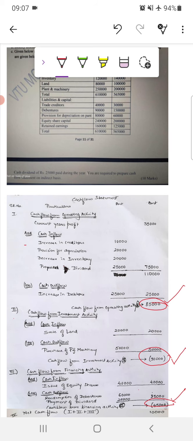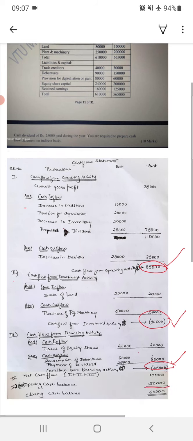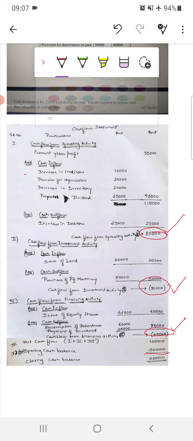Now we have to take the net cash flow. Now how do you take the net cash flow? Net cash flow is nothing but the sum of cash flows from operating, investment and financing activities. So 85,000 minus 30,000 is 55,000. 55,000 minus 45,000 is 10,000. So your net cash flow would be 10,000. I hope you're clear with this calculation of 10,000.